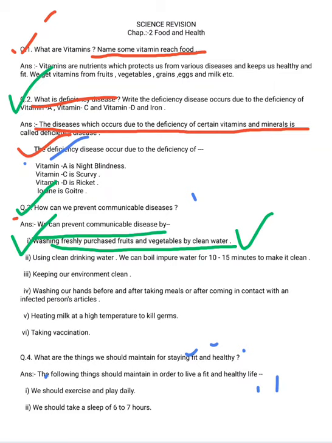Next, use clean drinking water. We can boil impure water for 10 to 15 minutes to make it clean. In order to remove the germs from the water, we can boil the water for 10 to 15 minutes.